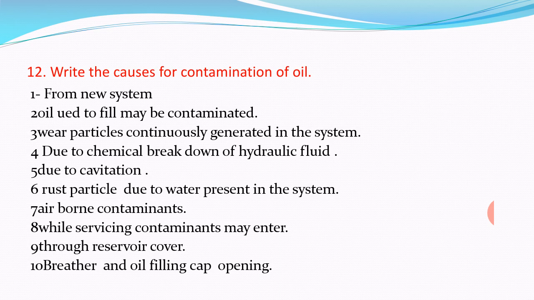Write the causes of contamination of oil. One of the important problems in the hydraulic system is contamination: mixing of dirt or any other metal particles or dust particles in the hydraulic system. That is called contamination of oil. This contamination will change the property of the oil. If it is contaminated, the system may not work properly.